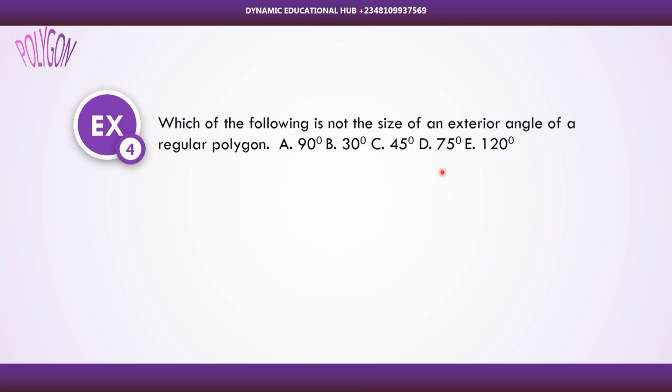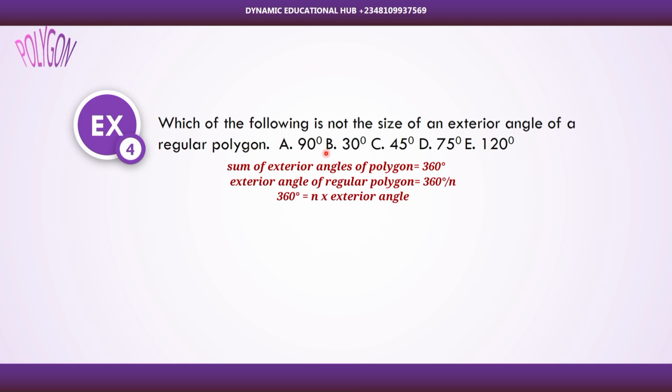To solve this very fast, remember that the sum of exterior angles of a polygon is 360 degrees, and each exterior angle of a regular polygon is 360 degrees divided by n, the number of sides of that polygon. Which means that any option here that is an exterior angle of a regular polygon is going to be a factor of 360 degrees. So any option that can divide 360 degrees without remainder will be an exterior angle of a regular polygon. So let's look at it.